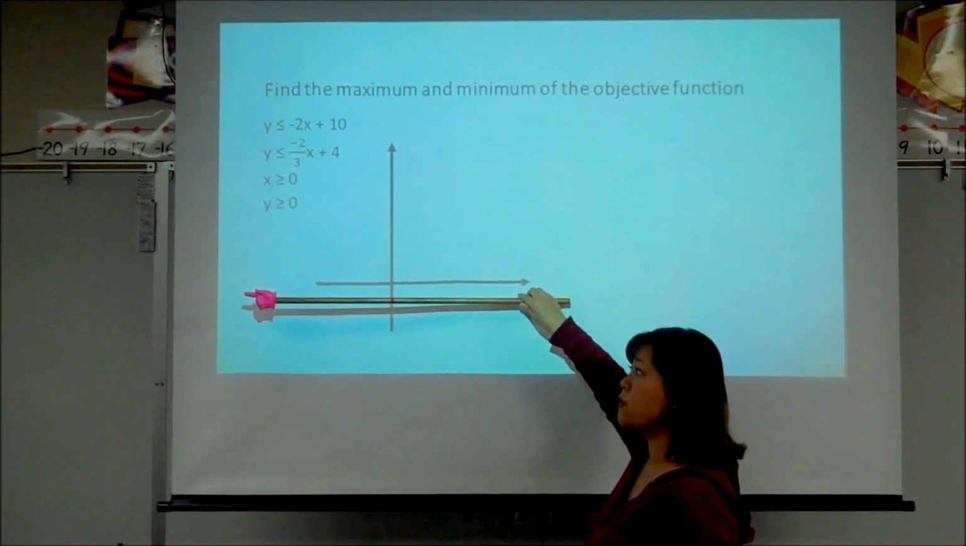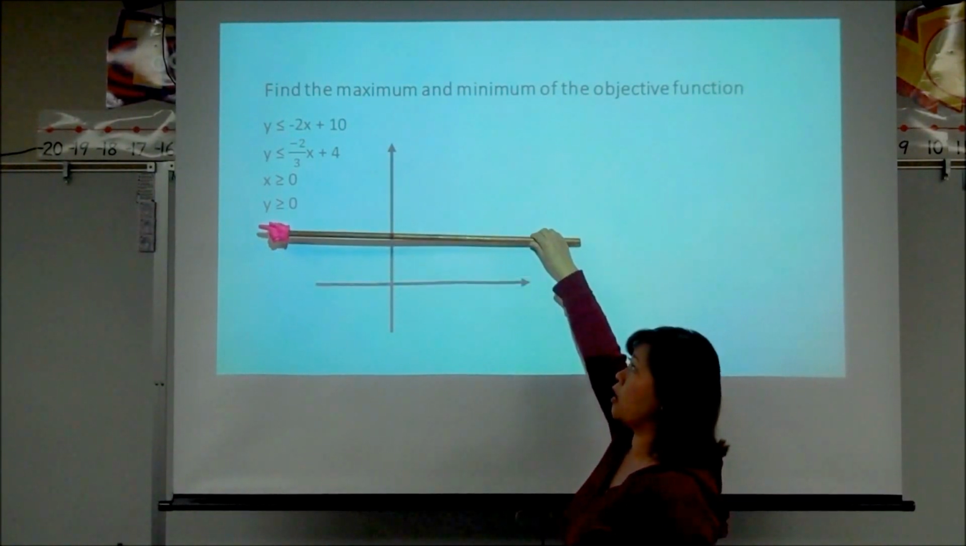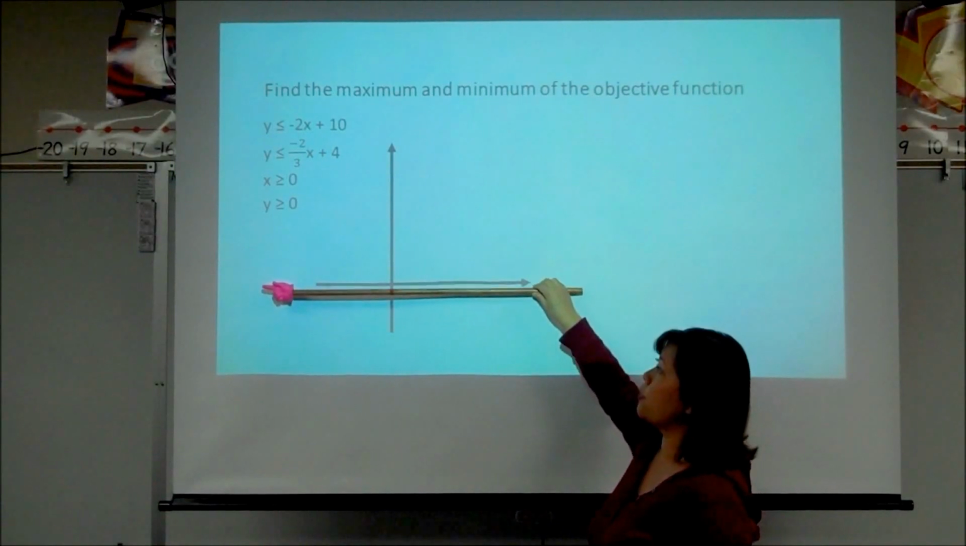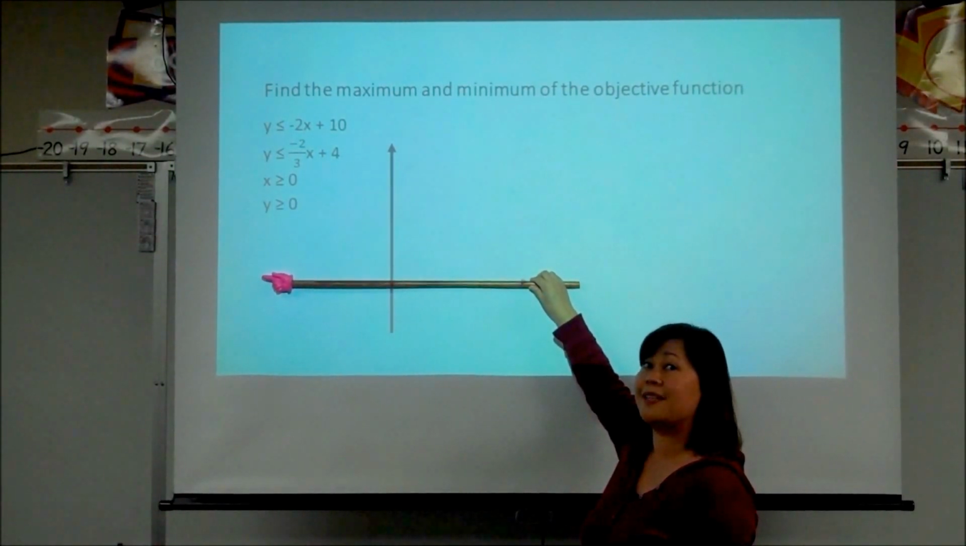So y is going horizontally. So remember, y is equal to 3 up here, y equals negative 7 down here. So on this right here, y equals 0 is going to be the x-axis.